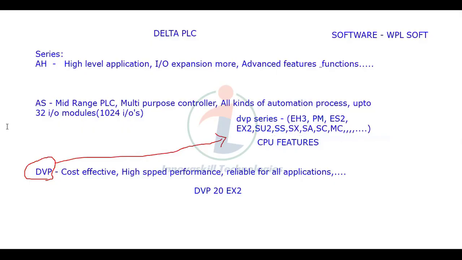So these are the different models available in Delta PLC. Based on our application requirement, we will choose any one of the models. And while doing the program, we have to select that particular model and start programming. Now we will see how to do the program using this WPLsoft software.